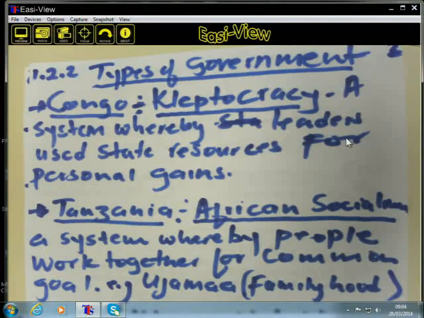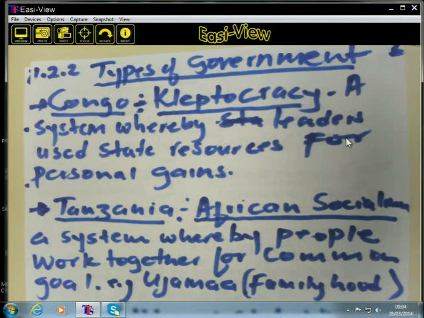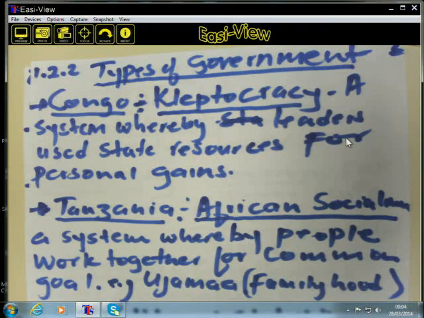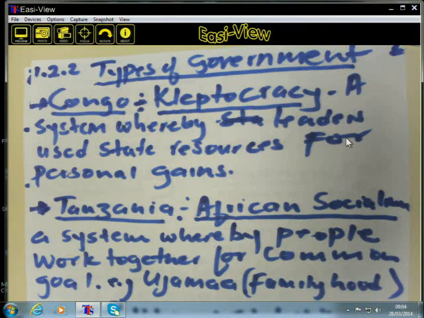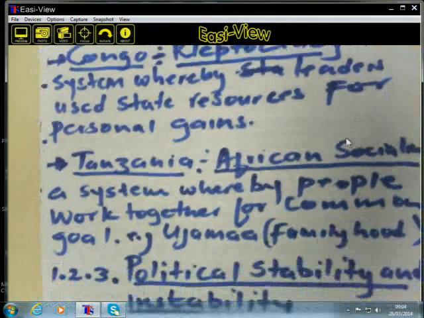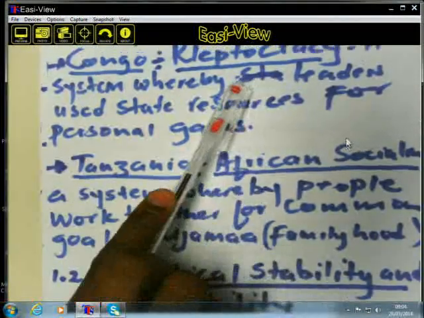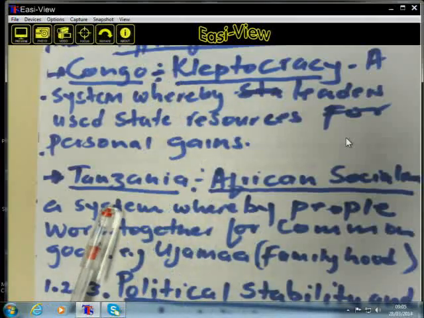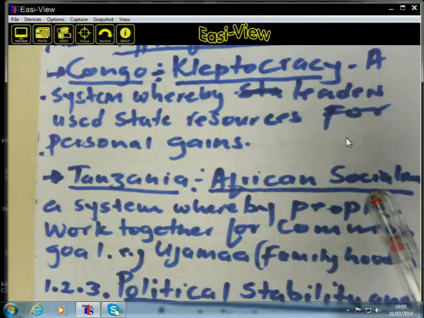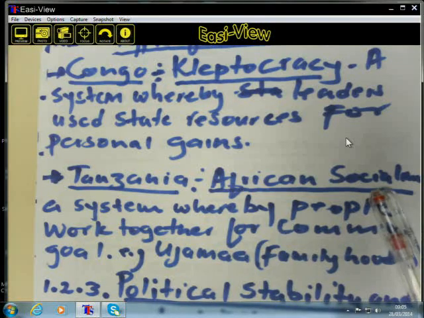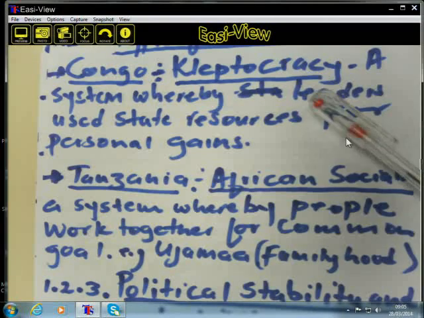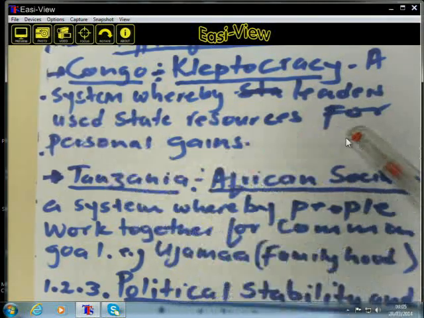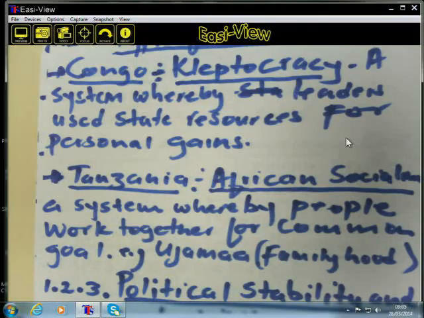When Congo got independence, we had a kleptocracy as a type of government. In Tanzania, we had African socialism. Congo, we are talking about kleptocracy. Tanzania, we talked about African socialism. And if we had to explain what kleptocracy is, it is a type of government whereby leaders use state resources for their personal gain.